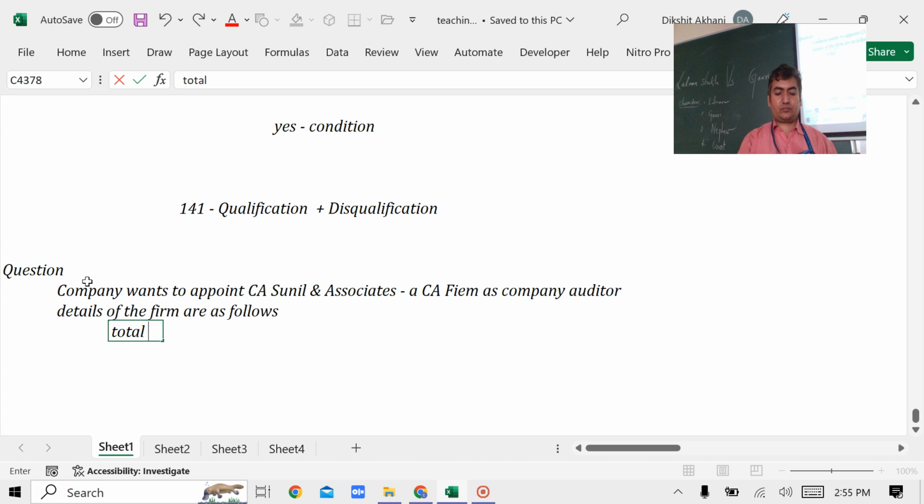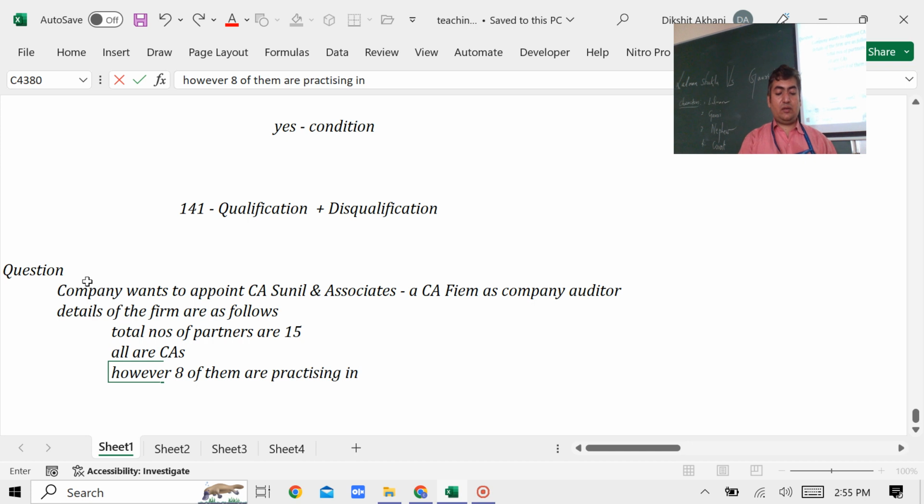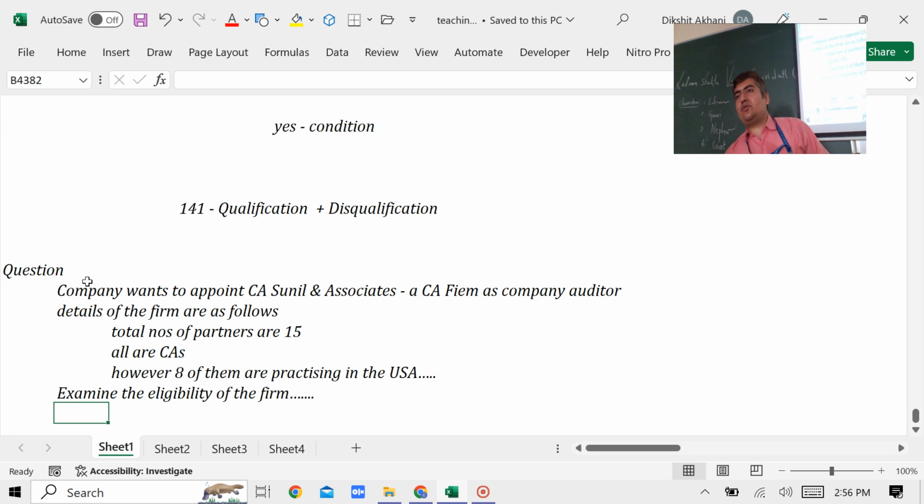Total number of partners are 15. All are CS. However, 8 of them are practicing in the USA. Examine the eligibility of the firm. So that's the first question, whether this firm can be appointed or hired as the auditor.